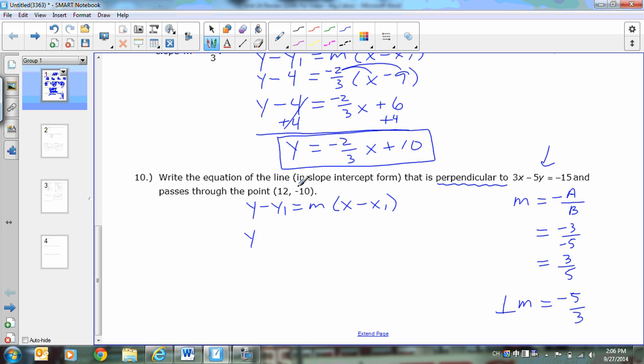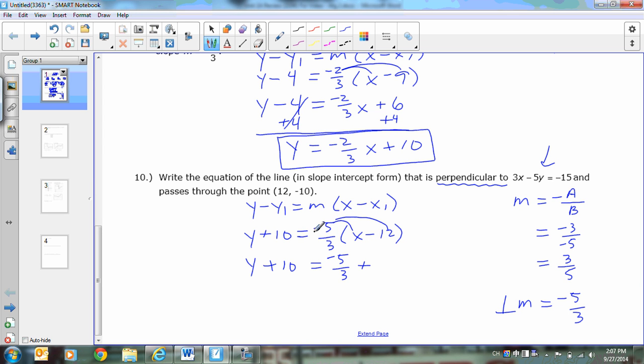Y minus, now we're subtracting a -10. Subtracting a negative is the same thing as adding a positive, so that would be y plus 10 is equal to our slope of -5/3 times x minus the x value of our point, -12. Okay, so now all we have to do is solve this for y and we're done, because we were asked for the equation in slope-intercept form. That means solve for y. So rewrite the left side, y plus 10. On the right, let's distribute and get rid of those parentheses. Negative 5/3 times x would be negative 5/3 x. And then negative 5/3 times negative 12, that's going to be a positive product.